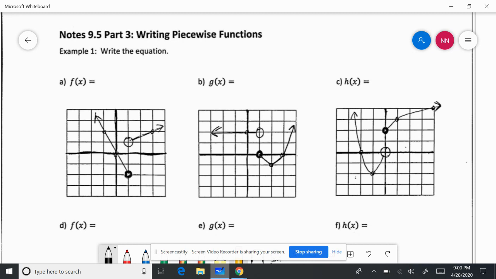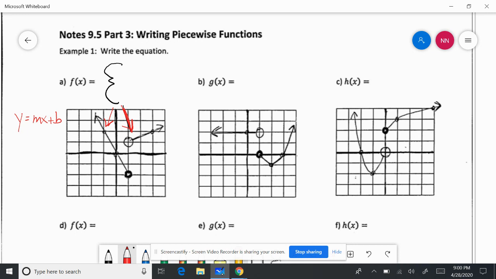So let's take our first line. If we're looking at this one right here, what we notice is that it's a linear equation. So that means that it's going to follow y equals mx plus b. Notice that we have two linear equations, so both equations are going to be in slope-intercept form. Once we know that, we're going to write our two different equations.